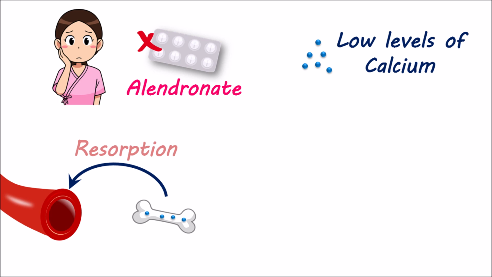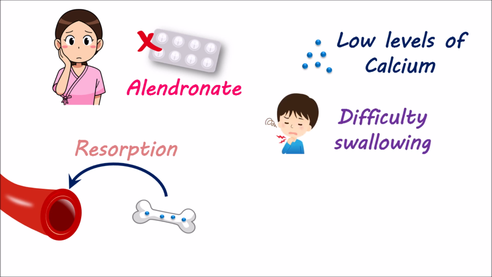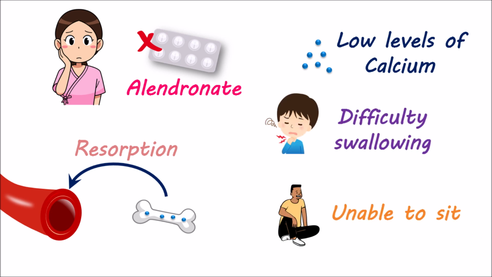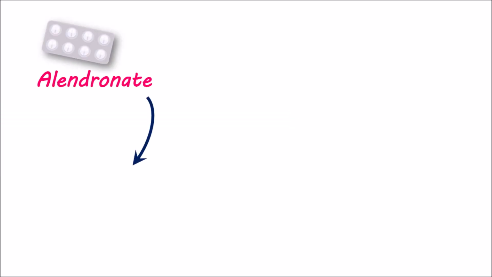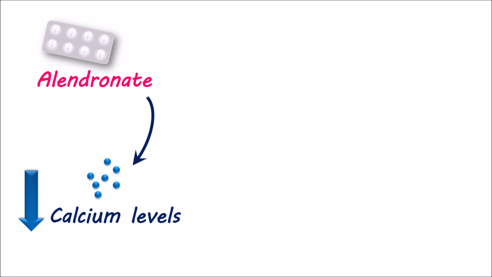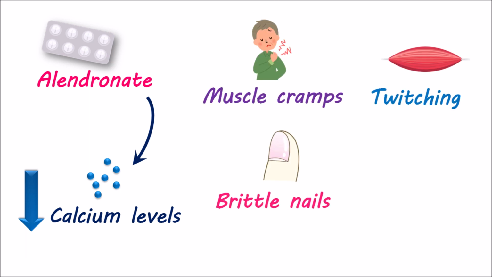If you have any problems in the esophagus, such as difficulty swallowing, and are unable to sit for at least 30 minutes, then alendronate is not recommended. Now, let's focus on a few important precautions while taking alendronate. With long-term use of alendronate, calcium levels in your body may be reduced. With low levels of calcium, you may have a few symptoms, like muscle cramps, twitching, brittle nails, and numbness in the fingers. Your doctor may prescribe calcium supplements to counteract these effects.